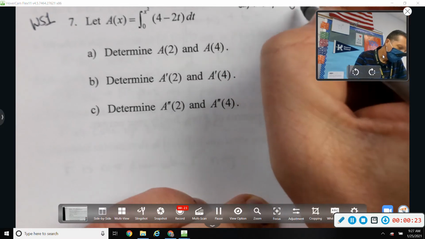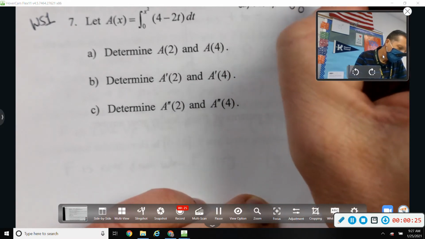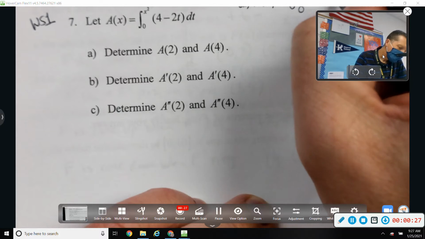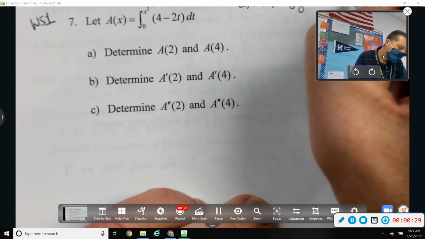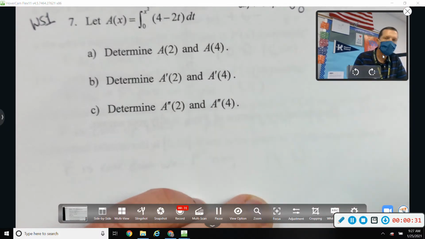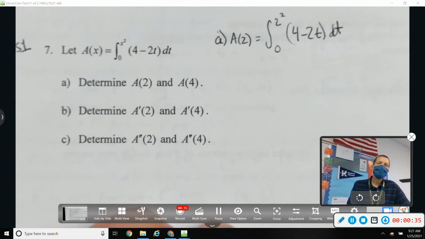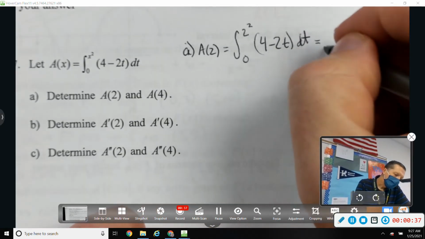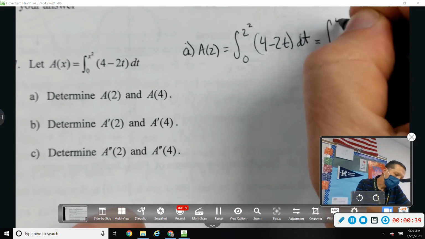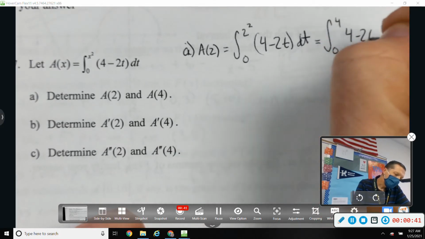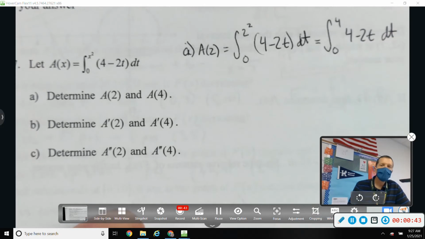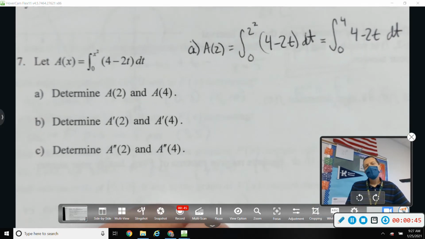would be the integral from 0 to 2 squared of 4 minus 2t dt. So you can see it. So that would be the integral from 0 to 4 of 4 minus 2t dt. I think there's two ways to work this one.